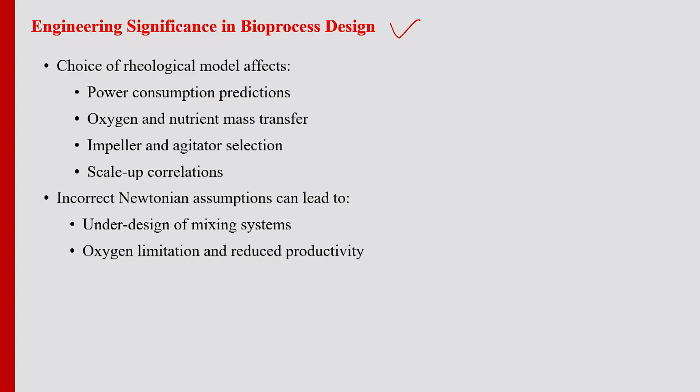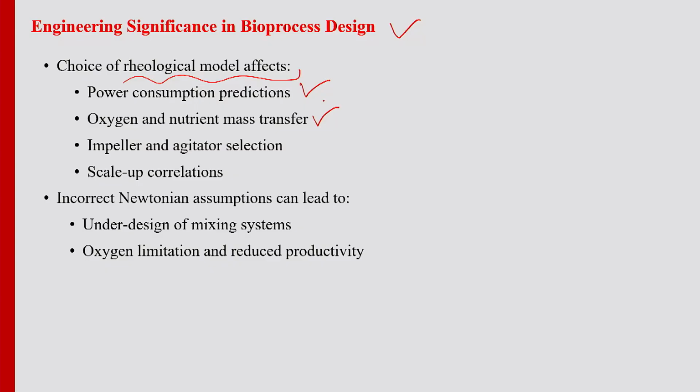What is the engineering significance for bioprocess design? The choice of rheological model affects the power consumption, whether it is Newtonian or non-Newtonian. It also affects oxygen and nutrient mass transfer, and impeller and agitator selection, which is also a main thing. And when you want to scale up, the choice of rheological model affects this as well.